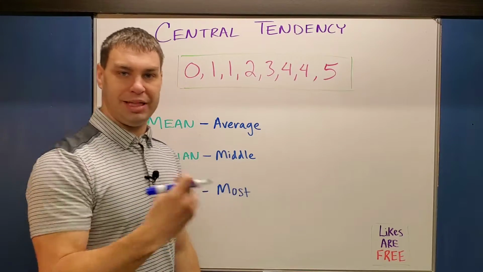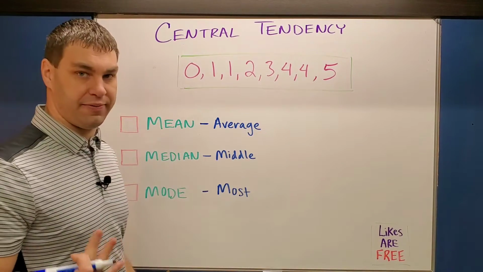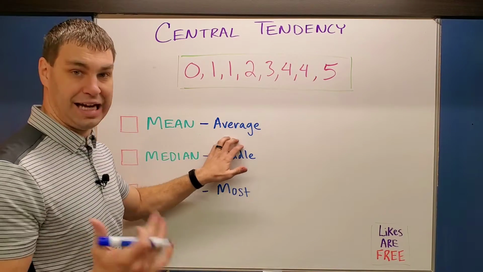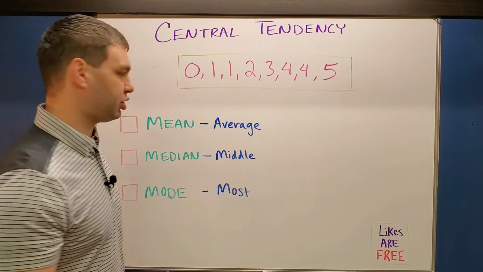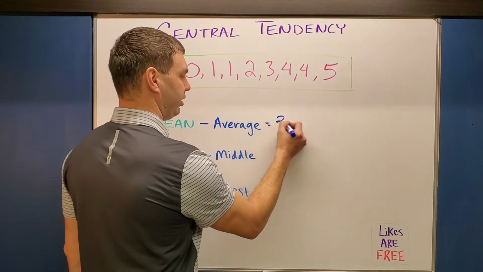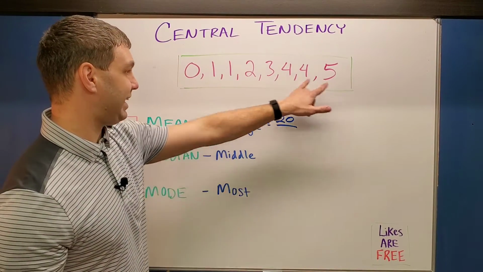All right, now that we know what mean, median, mode is, the average, middle, and the most, we should be able to get through this set of data just a little bit faster. All right, so let me add these up to find the average for our first one. All right, looks like when I add them up, it equals 20. All right, however, I also need to know how many there are. And there are, let's see, 2, 4, 6, 8 of those.